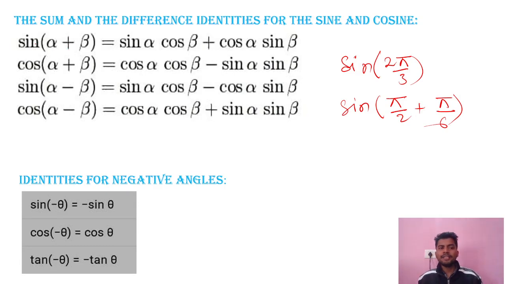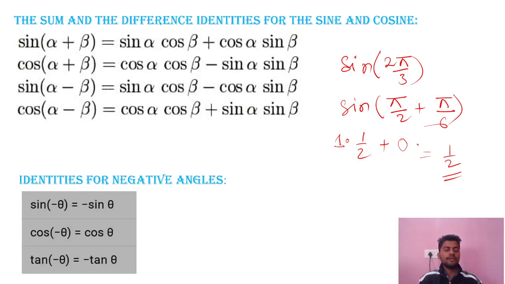So if we apply this formula, then sine alpha cos beta, so sine alpha will be sine pi by 2, that is 1. Then cos beta, cos pi by 6, is 1 by 2. Sine alpha cos beta plus cos alpha sine beta. So what would be the cos alpha? Cos alpha will be cos 90, and cos 90 will be 0. So 0 into something will be 0. So sine 90 cos, its value is 1 by 2. Okay, got it? Let's move. So this is an example for this identity.